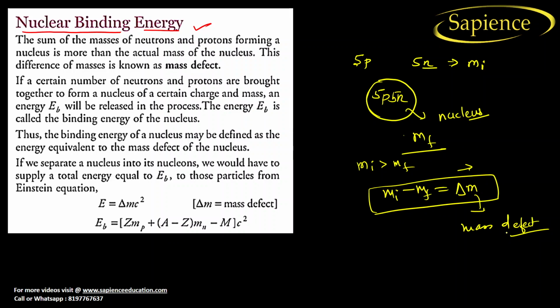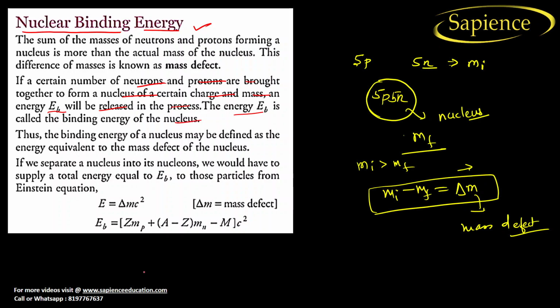The thing is that when a certain number of neutrons and protons are brought together to form the nucleus, mass and energy will be released in this process. This energy is called the binding energy of the nucleus.